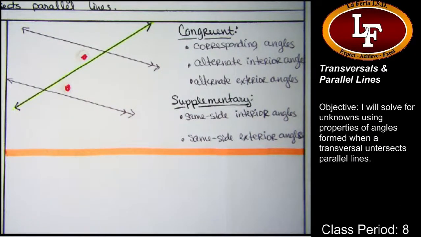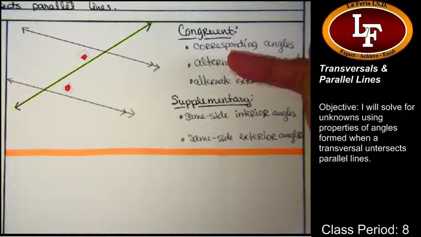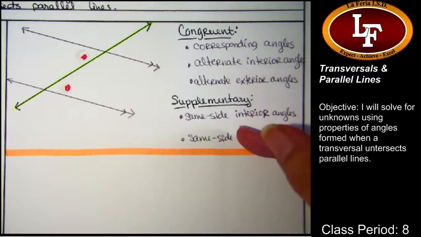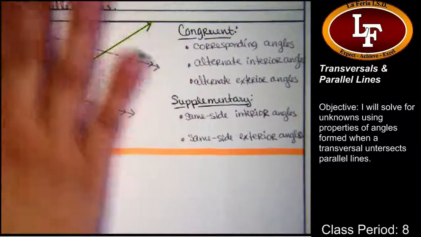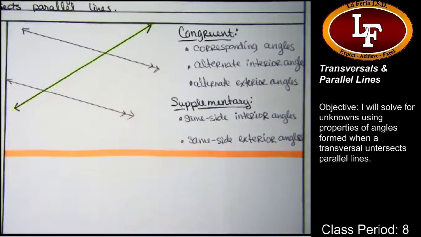Now, the objective at the top of the page didn't just say, yay, we can identify them. But it said we're going to use this idea that some are congruent and some are supplementary in order to solve for unknowns, for angles that we don't know the measures of. So that's what we need to do. I'm going to write the directions much like you would see them in your blue book, on the worksheets, or on our CBAs, okay?